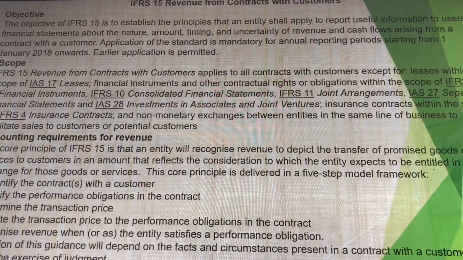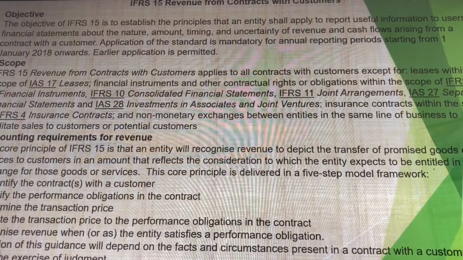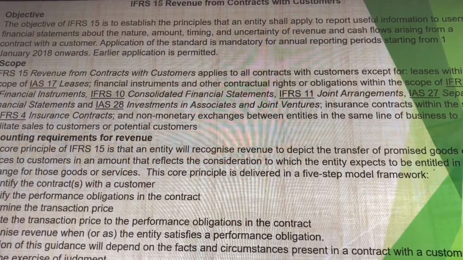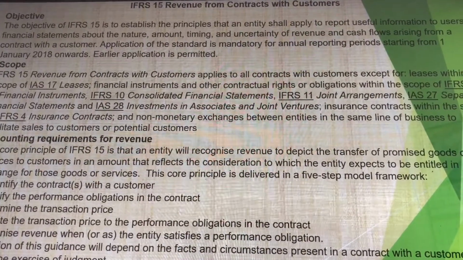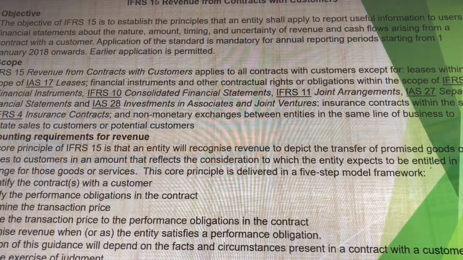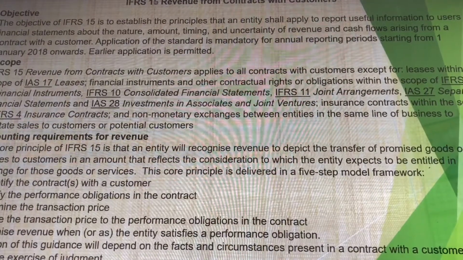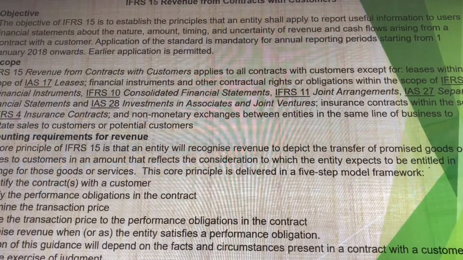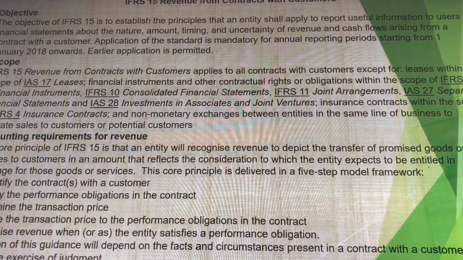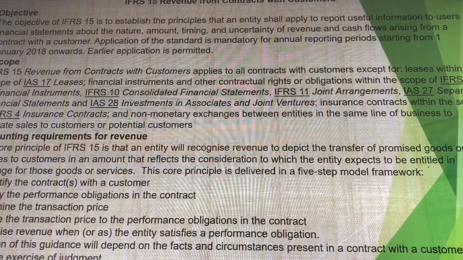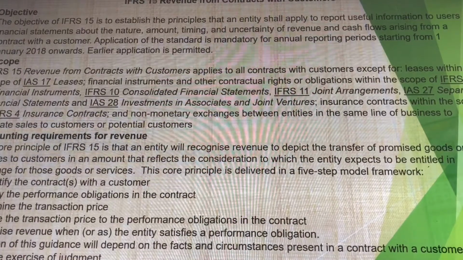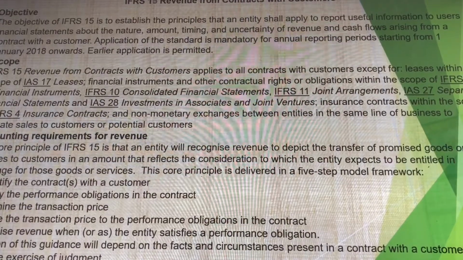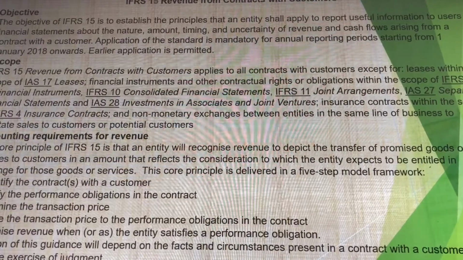Scope. IFRS 15, Revenue from Contracts with Customers, applies to all contracts with customers except IAS 17 leases, IAS 27 separate financial statements, IAS 28 investments in associates and joint ventures, IFRS 11 joint arrangements, and IFRS 10 consolidated financial statements. So it applies to all contracts except those I mentioned.